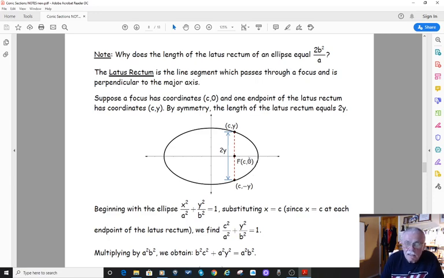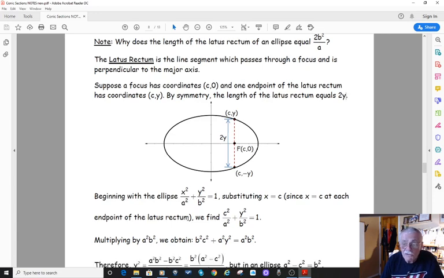Okay, so just to review, the focus is at (c, 0), and since this line is vertical, it has an x value at this endpoint of c, and a y and an x value at this endpoint of c. Y up here is positive, y down there is negative, so you can see that this length, since it's vertical, is simply y minus negative y, or 2y. So the length of the latus rectum in this case is 2y. What we're going to do now is go to our equation and figure out what 2y is.